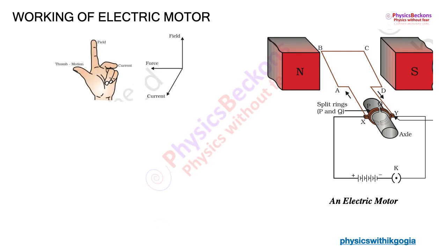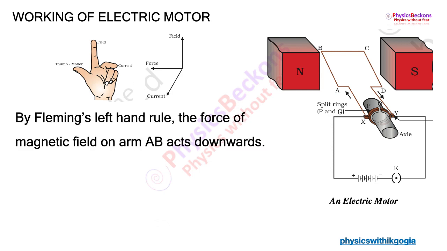Here AB and CD are the two arms which are placed in the field of the magnet. When they carry current, the magnetic field exerts a force on AB and CD. We have to see the direction of the forces on AB and CD. For the purpose, we have to use Fleming's left hand rule.